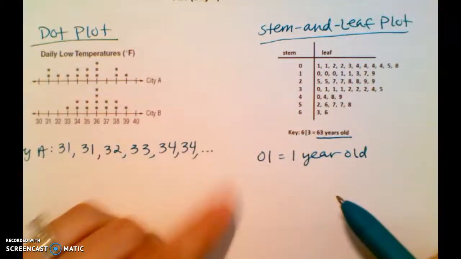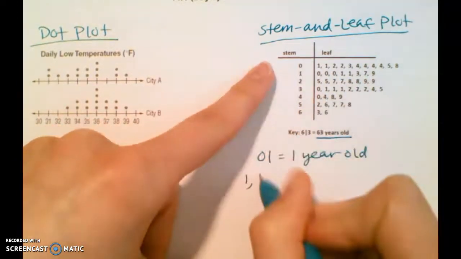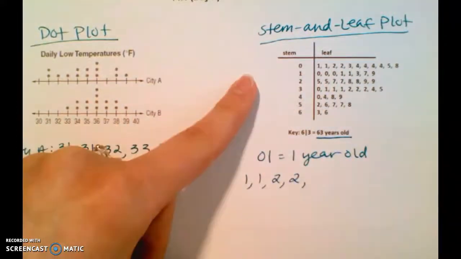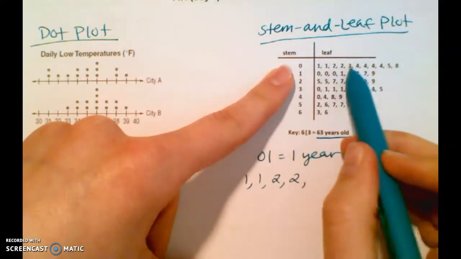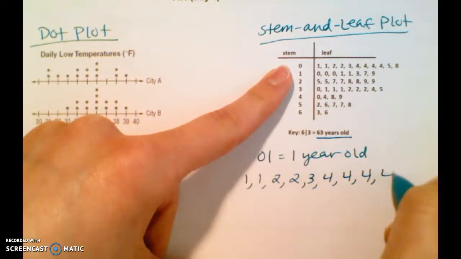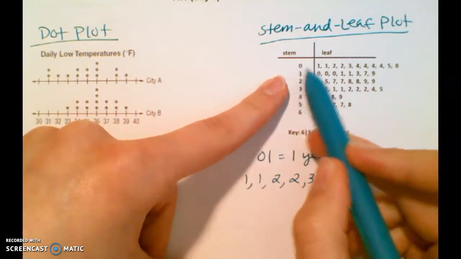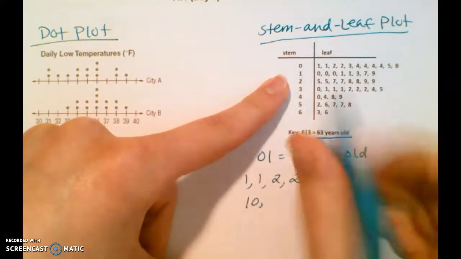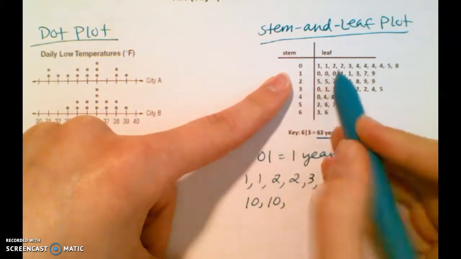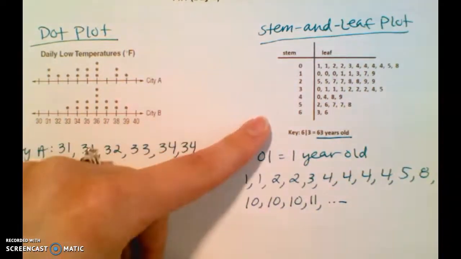So if we were to write out these ages, then we would have 1-year-old, 02 is a 2-year-old, 02 again is a 2-year-old. Do you see what I'm doing? 03 is a 3-year-old, 04, and we actually have four 4s, a 5 and an 8. Then the next line, now we're getting into the teens, so this would be 10, and again, 1 with the next leaf, 10, 1, next leaf, 10, 1, 1, 11, and so on. So that's how we read a stem and leaf.